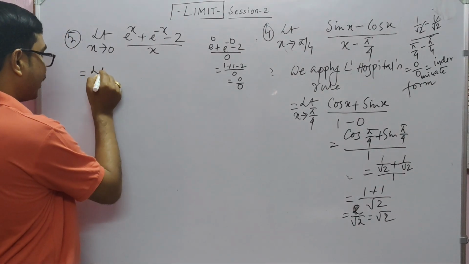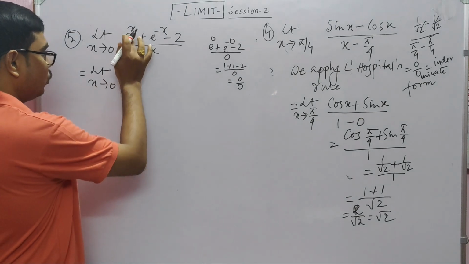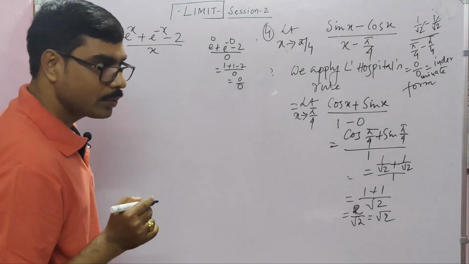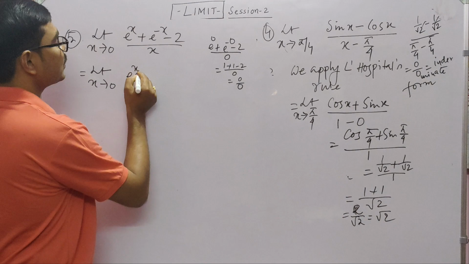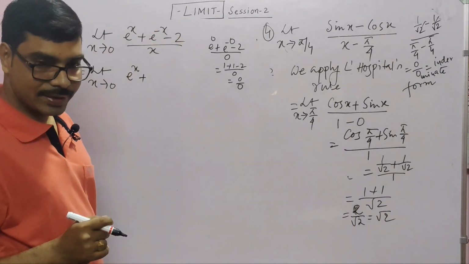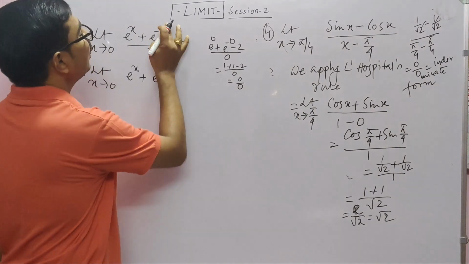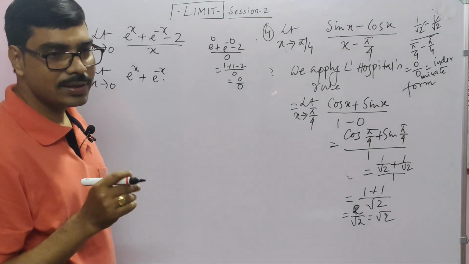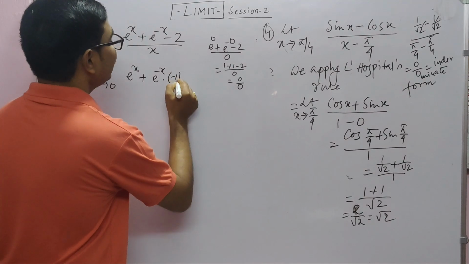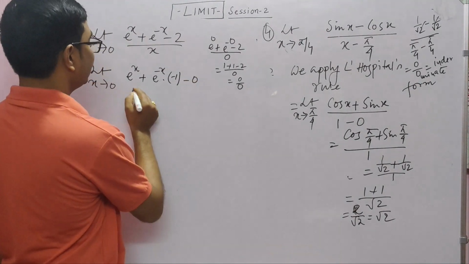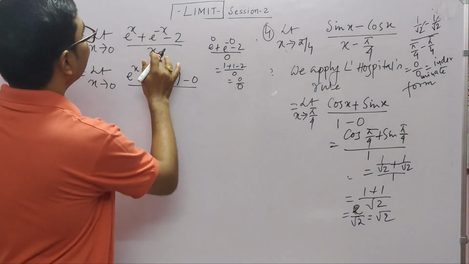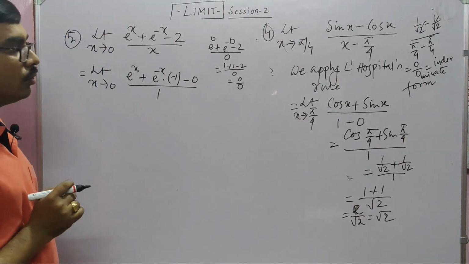Now applying L'Hopital's rule: differentiating e to the power x gives e to the power x, plus differentiating e to the power minus x gives e to the power minus x into minus 1, since the derivative of minus x is minus 1. And 2 is a constant term, so its derivative is 0, and the derivative of x is 1.